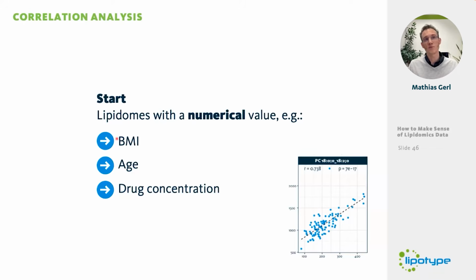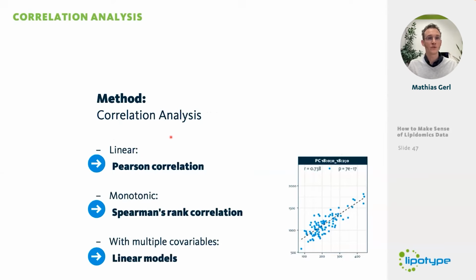That could be for plasma, it could be BMI, it could be age, it could be a drug that you apply to your cells or whatever. So what you're looking for here is, let's say you have a certain age down here to 400, what does your lipid do on the y-axis, so to speak? And what you do is correlation analysis.